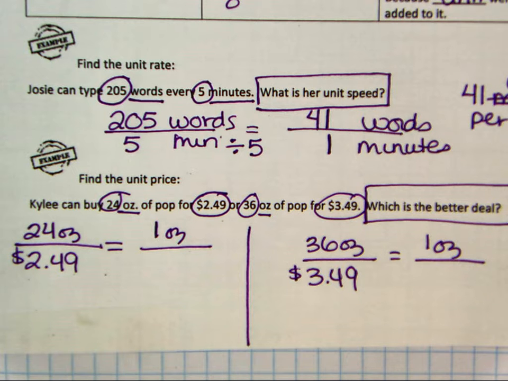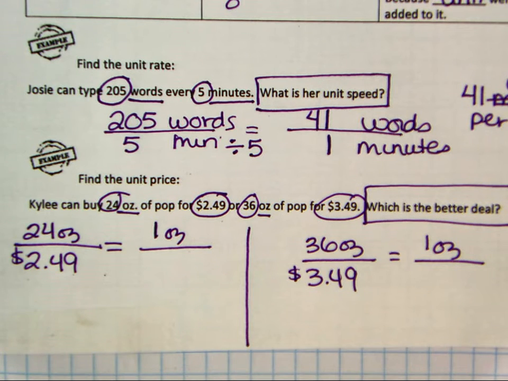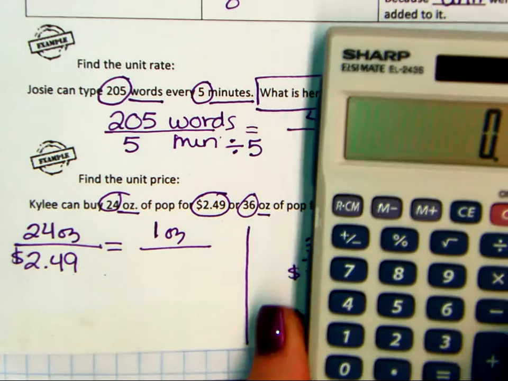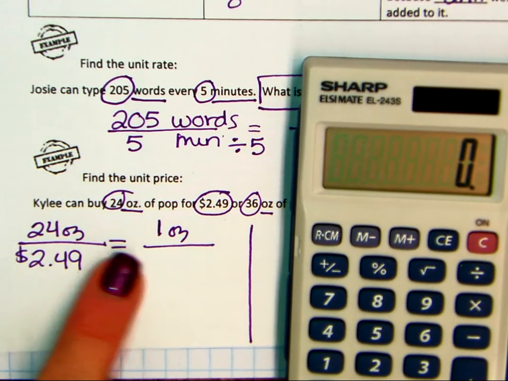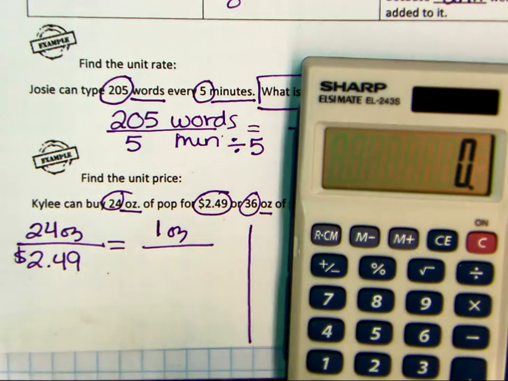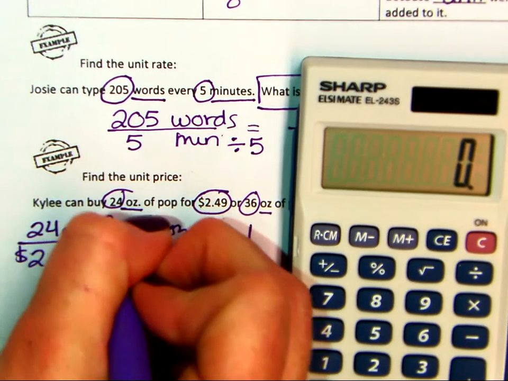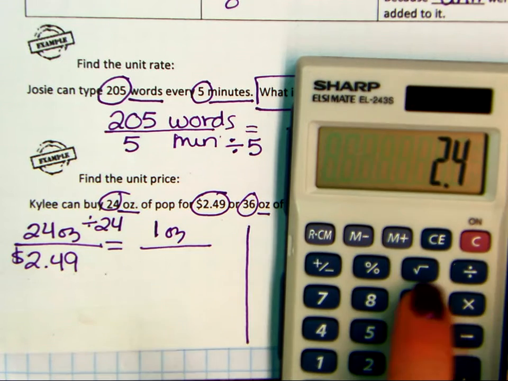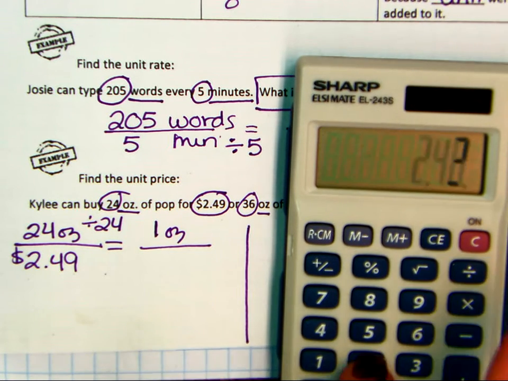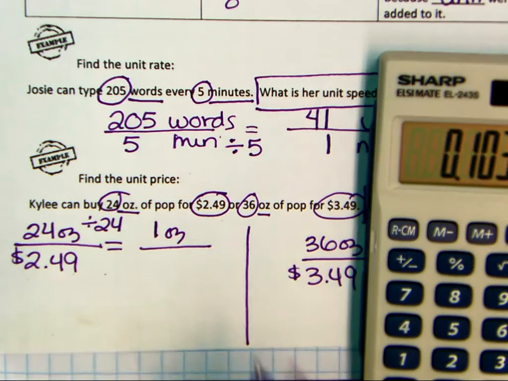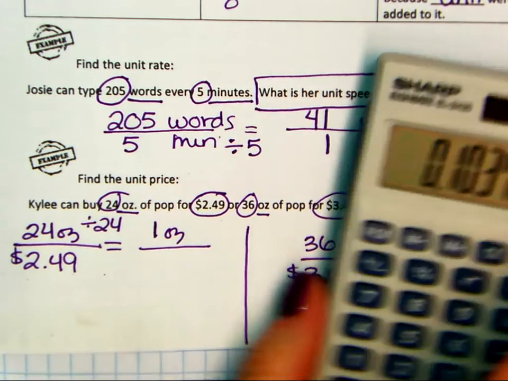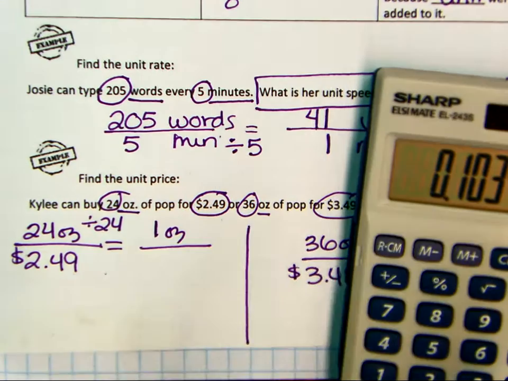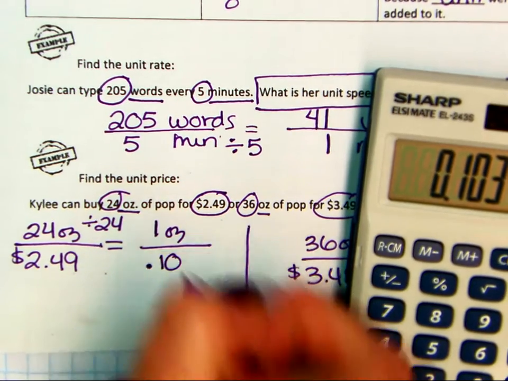Now, could you do this another way? You could, but I'm going to just say for time constraints, let's see, what do we do to 24 ounces to get to 1 ounce? Well, we divide by 24. So to do that, you would take $2.49 and divide it by 24, and you would get about, looking at this amount, we could round that to about 10 cents. So it's about 10 cents an ounce.